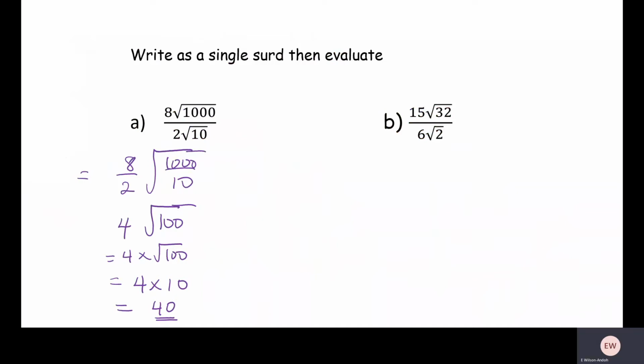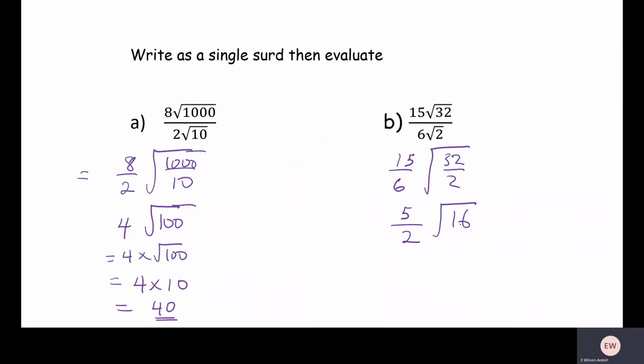In the second question, we write this as 15 over 6, and then the surd, we write everything as a single surd. So we have root 32 over 2. When we look at 15 and 6, 3 is common. So 3 divides 15, 5, and divides 6, 2. So we have 5 over 2 root 16, because 32 divided by 2 is equal to 16.